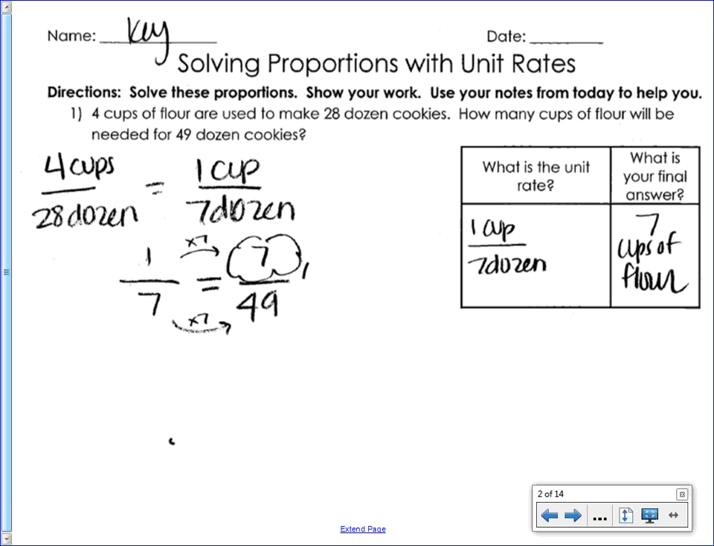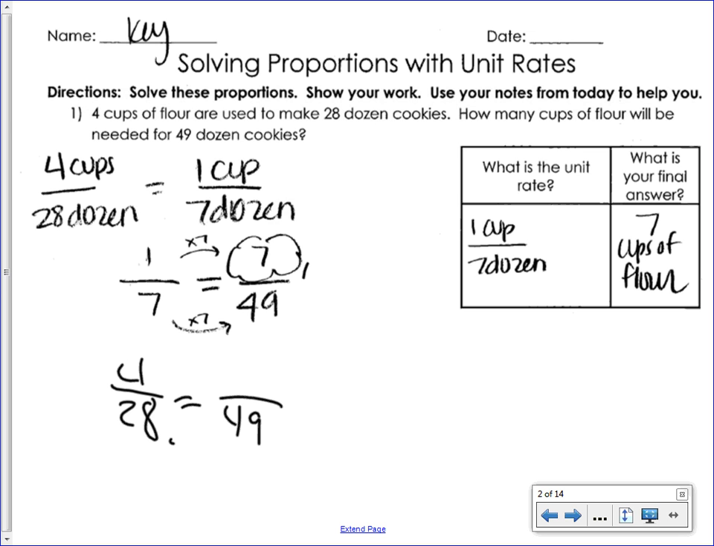You have 4 cups of flour are used to make 28 dozen cookies. So the ratio here is 4 to 28. 4 cups to 28 dozen, all right? The question asks you how many cups of flour will be needed for 49 dozen cookies. Now, we have to change to a unit rate because if I try to go from 4 over 28 to 49, there is nothing I can multiply the 28 by to get 49, okay? There's nothing I can do that with.